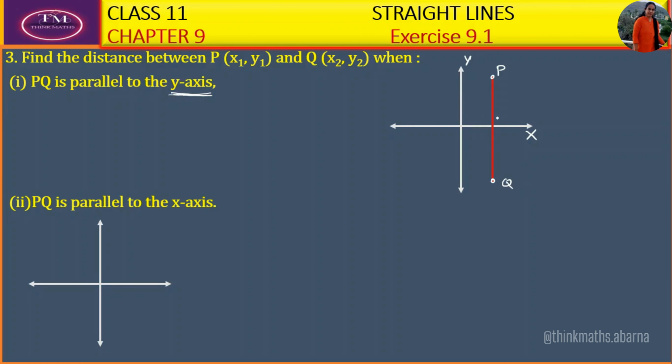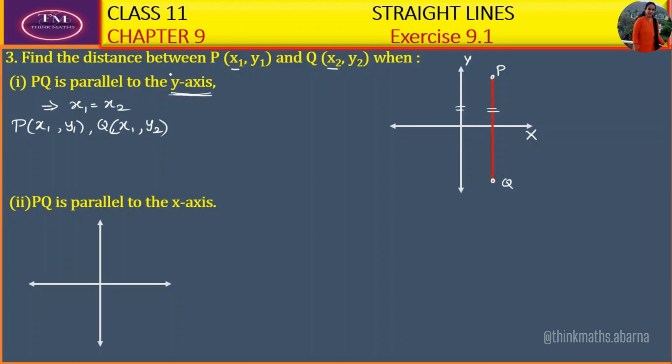If this is parallel to the y-axis, what about the coordinate of x? The coordinate of x will be the same throughout this line. So this x1 and x2 will not differ; they will be equal. So if PQ is parallel to the y-axis, then x1 will be equal to x2. Therefore, the point P will be (x1, y1) and Q will also be (x1, y2). So these are the points.